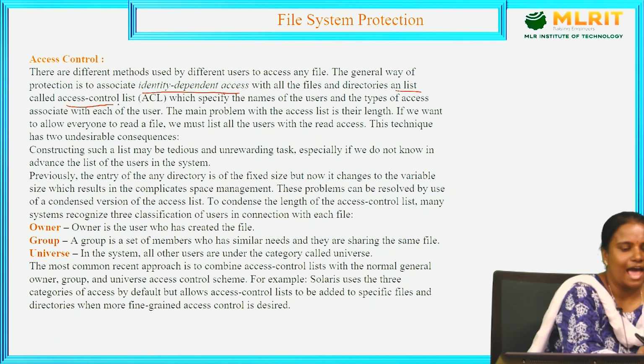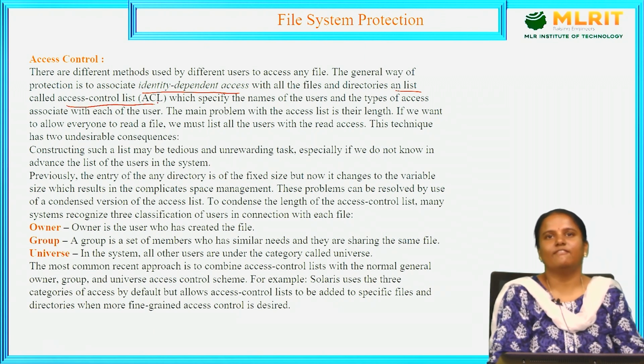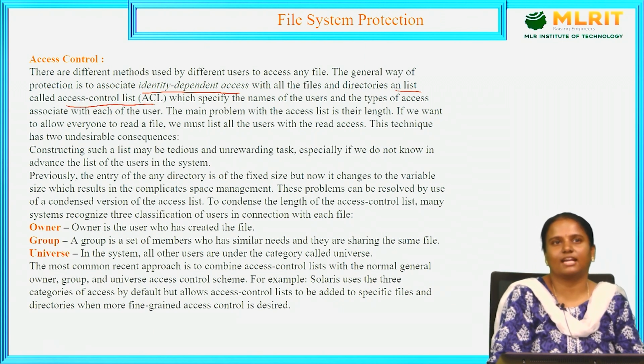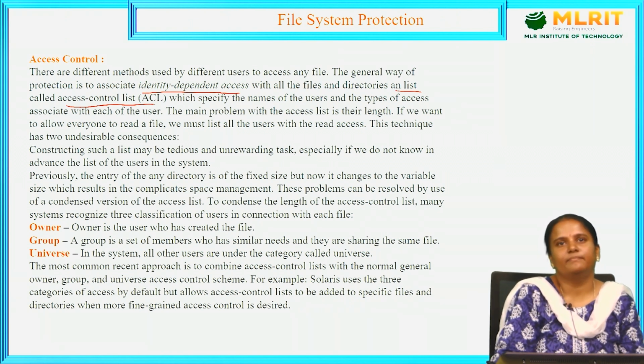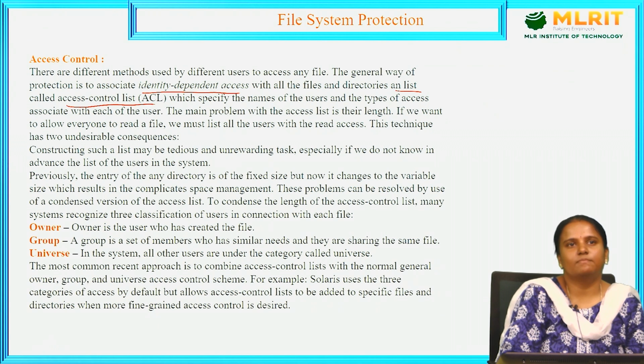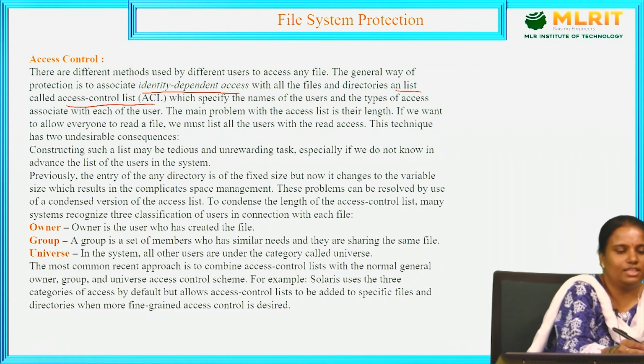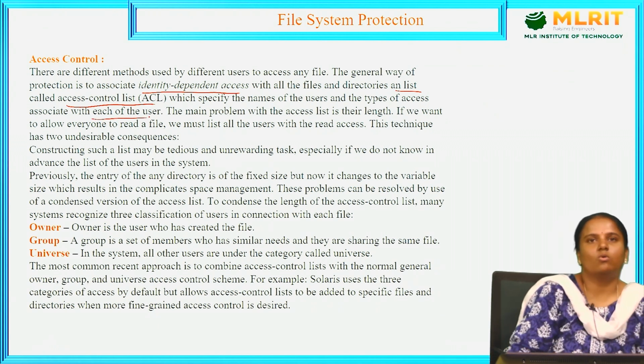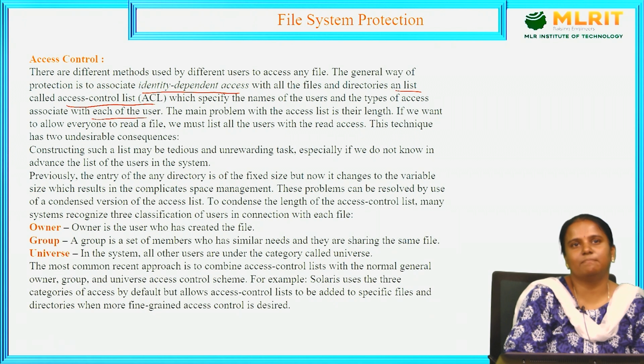called access control list. So whatever the files and directories which are kept in the list, that is nothing but the access control list, and these are used to specify the names of the users and types of access associated with each of the users. So only those who are given the accessing permissions can control that list of the files.